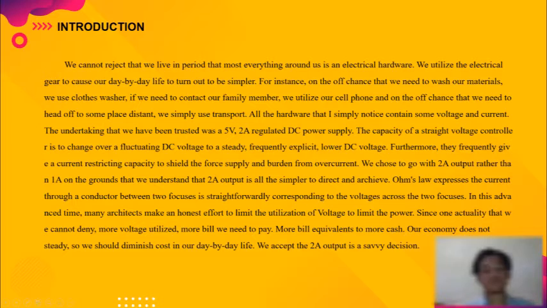The project that we have chosen is a 5 volt, 1 ampere regulated DC power supply. The function of the linear voltage regulator is to change fluctuating DC voltage to a steady, specific lower DC voltage. Furthermore, the regulator gives a current limiting capacity to protect the power supply from burning from overcurrent. We chose to go with a 1 ampere output rather than 2 ampere, on the ground that we understand that 1 ampere output is much simpler to direct and achieve.